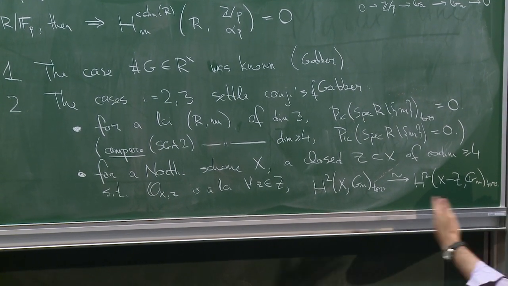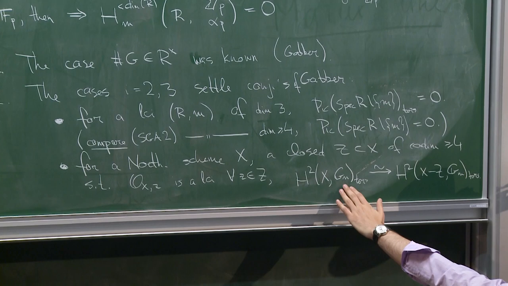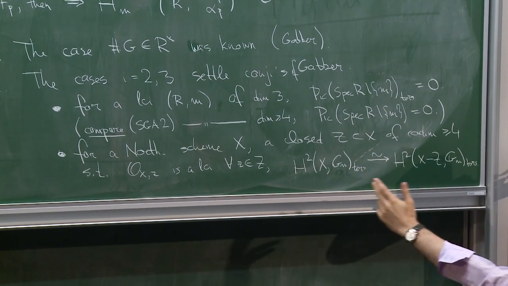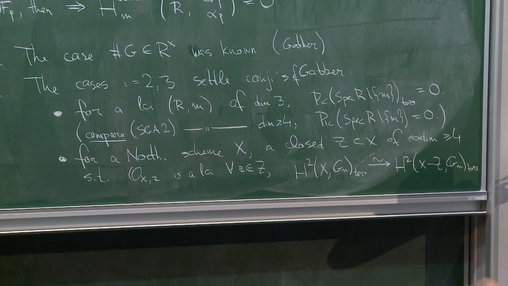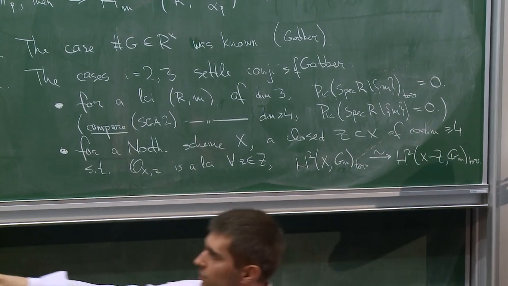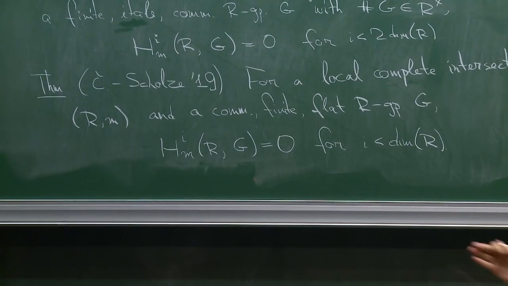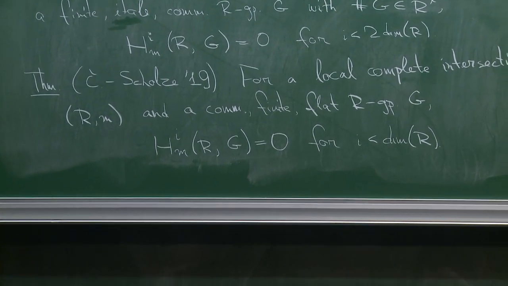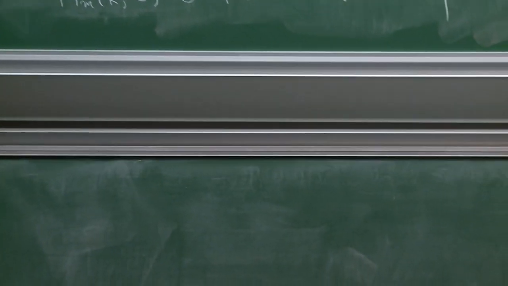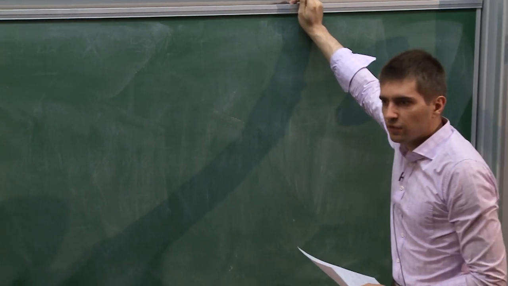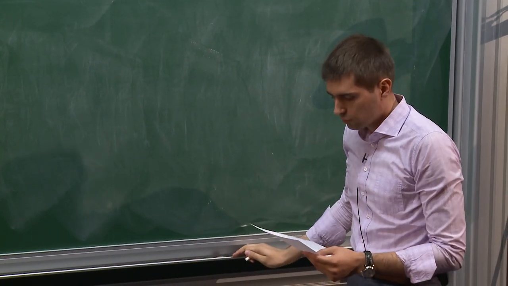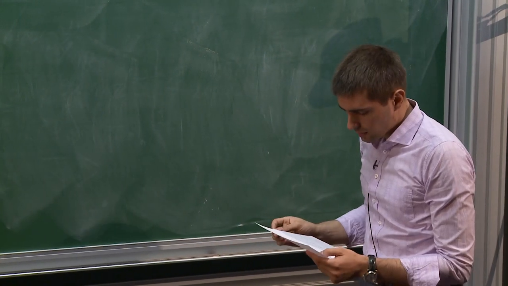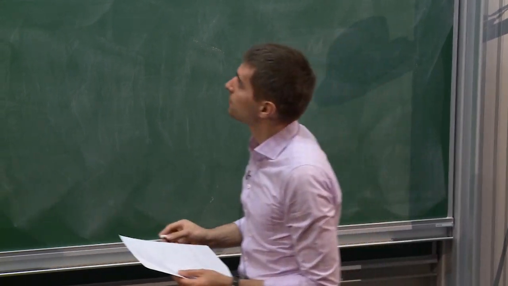The kernel and cokernel of this pullback map, again, one can replace Gm by mu n, are governed by H2 and H3 of cohomology with supports along Z. By working locally, one immediately reduces to this kind of statement, and the vanishing of this cohomology in degrees 2 and 3 with mu n coefficients then gives, by globalizing, this global statement of insensitivity of the Brauer group upon removing a closed subscheme of sufficiently large codimension, as long as the singularities are right.